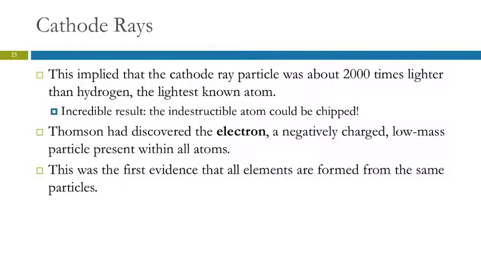So electrons are negatively charged particles. They have very low mass, and they're present in all atoms. That's why we get the same kind of particles no matter what the cathode was made out of, because all atoms have electrons. So this was the first evidence that atoms are actually composed of smaller particles and that those are the same across all the different elements.